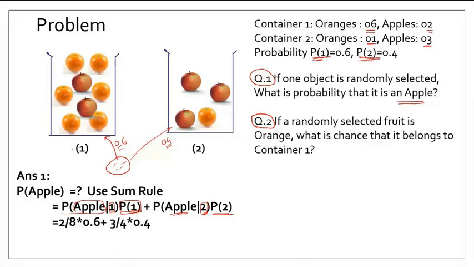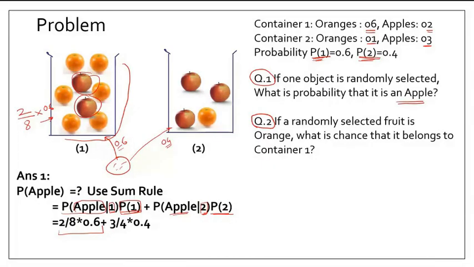Now you can see here there are 2 apples in this container. There are 2 apples, say here and here, and there are 8 objects. So when you choose container 1, the probability of getting an apple is 2 by 8. But the chance that this particular container itself is selected is 0.6. Okay, so this is 2 by 8 into 0.6.